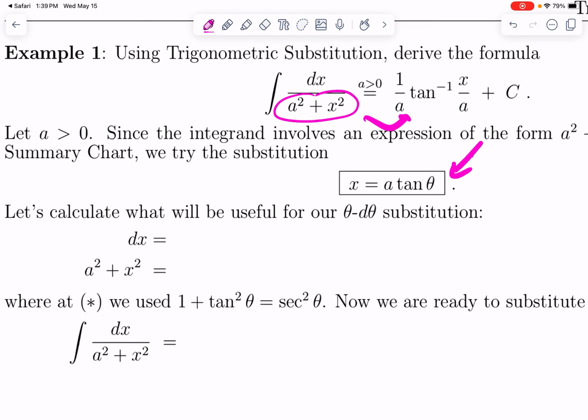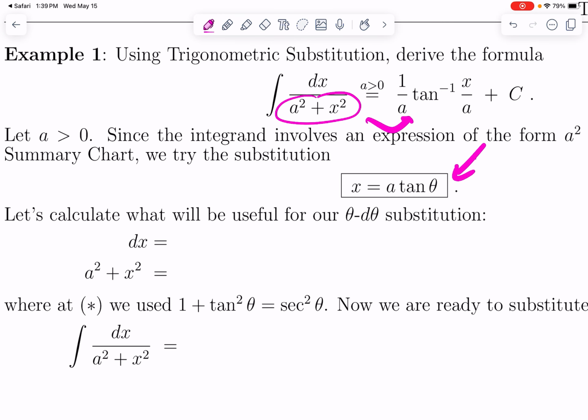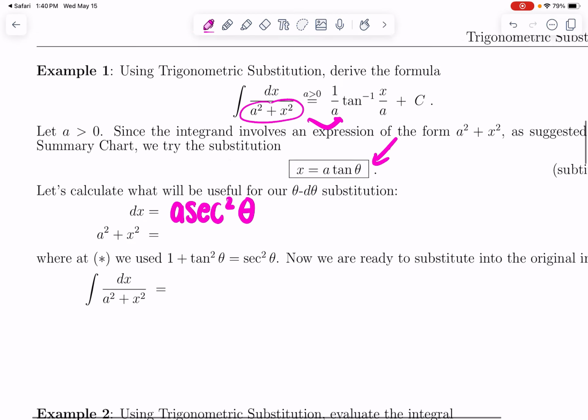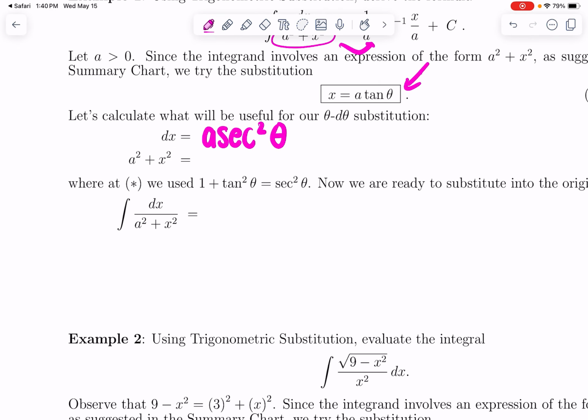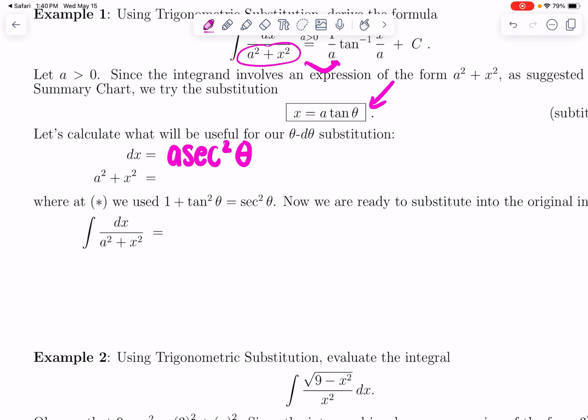What I would say from there is you have to find dx. So what that means is you have to take the derivative of this. So it would be a secant squared of theta, because the derivative of tangent is secant squared. Okay. So then when I'm plugging this in, what I would do is basically plug in what I have for each part, okay? So I would start off with this is going to be dx on top. dx is equal to a secant squared of theta.